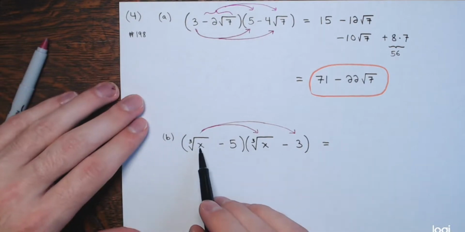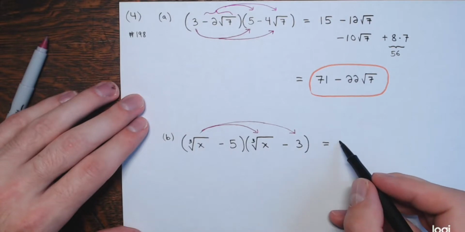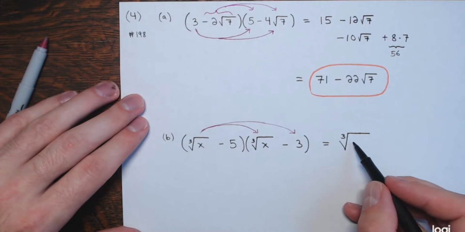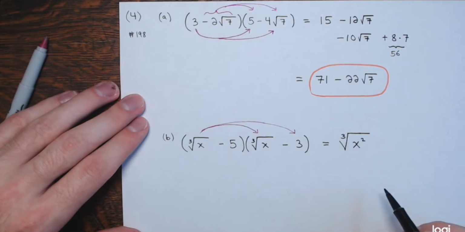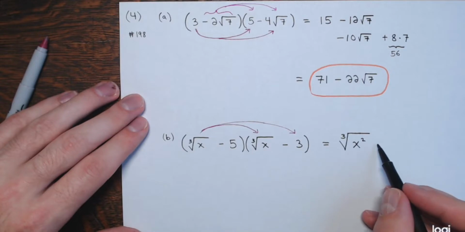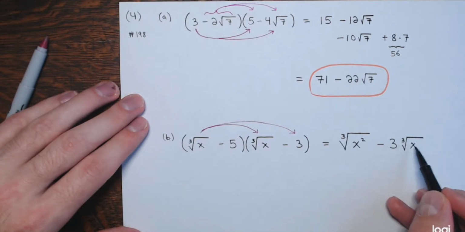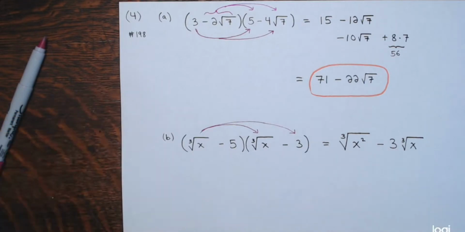Now remember, cube root times cube root. I can put those together. So that'll be the cube root of x times x, or the cube root of x squared. And then the cube root of x times negative 3 is just going to be negative 3 times the cube root of x. That's all you can do with that. Alright, one's a radical factor, the other is not.